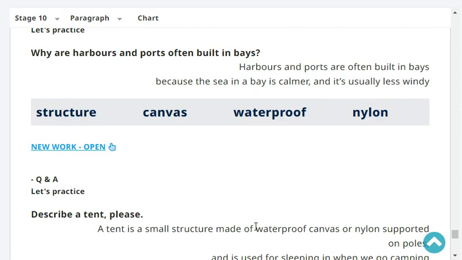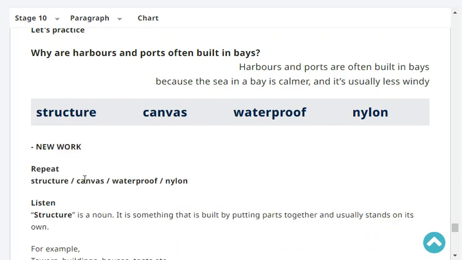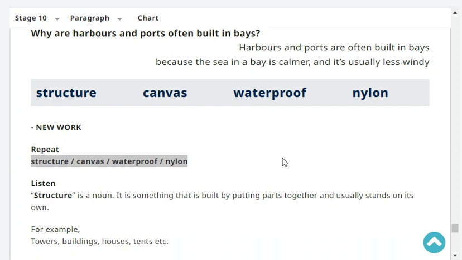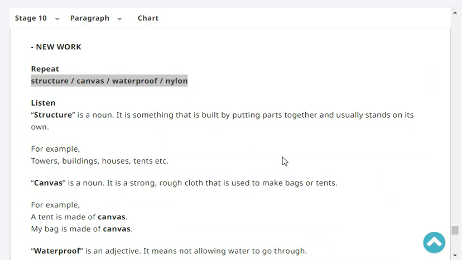Let's have new words. Very good. Okay, so let's start. Repeat: structure, canvas, waterproof, nylon. Very good.